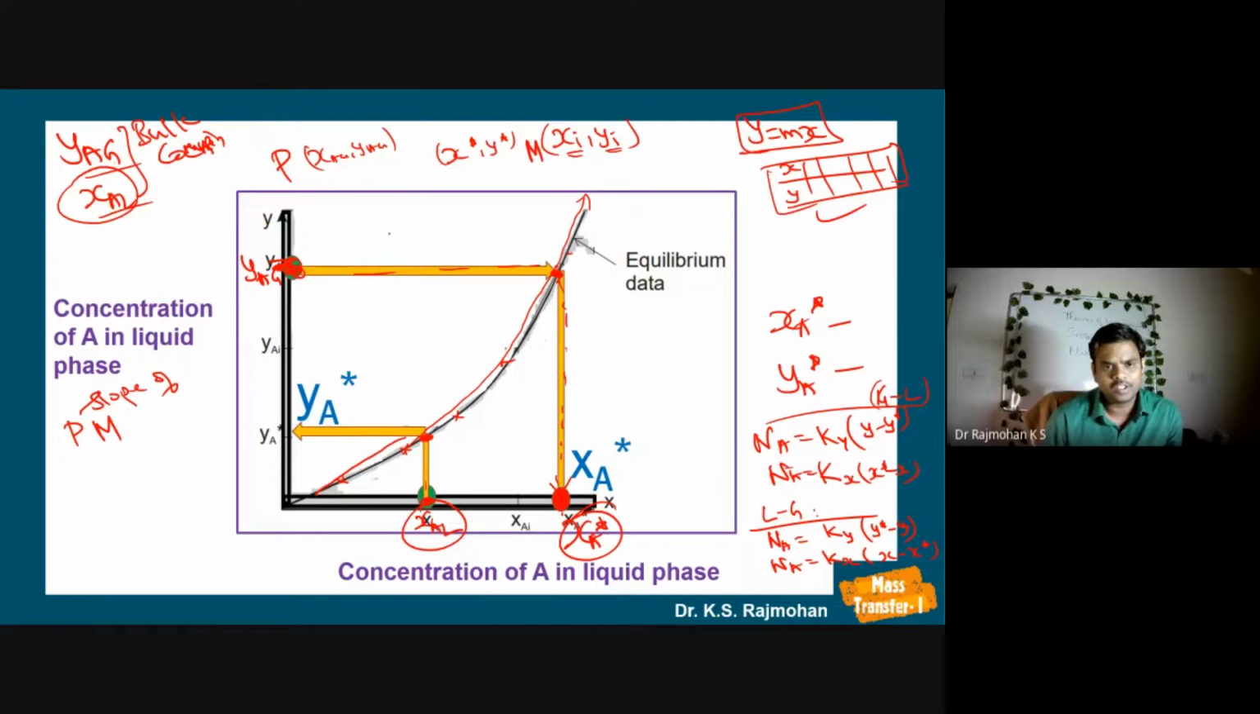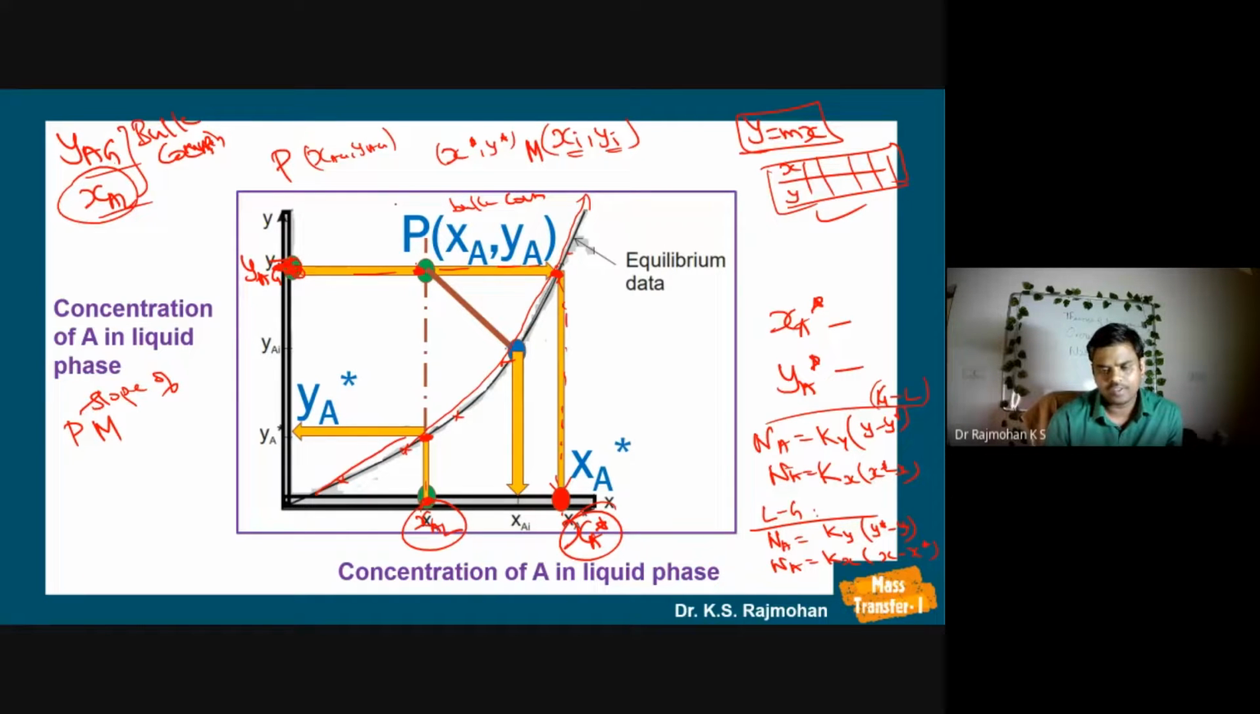So first let us mark the point P on this curve. We can mark XAL and YAG at this point, which is point P, with values XAL comma YAG, the bulk concentrations. Once we have this bulk concentration, we can mark that point, and we will use the slope to get the interfacial concentration.